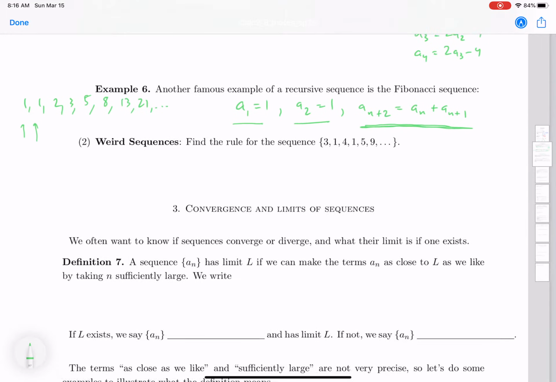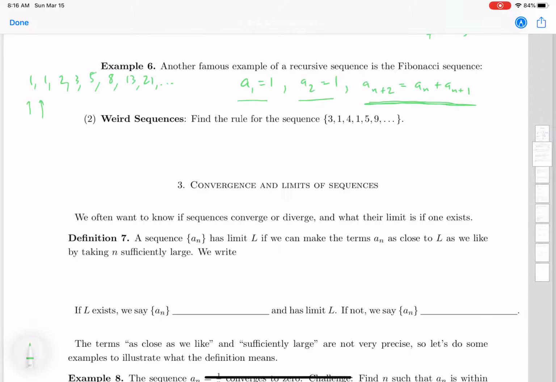And then last of all, we've got some really weird sequences. So think for a moment what might be the rule for this sequence: 3, 1, 4, 1, 5, 9. If it's not coming to you, think of what would happen if I put a decimal place in between that 3 and that 1. Does that look familiar? It should. It's the first few decimal numbers in the decimal expansion of pi.